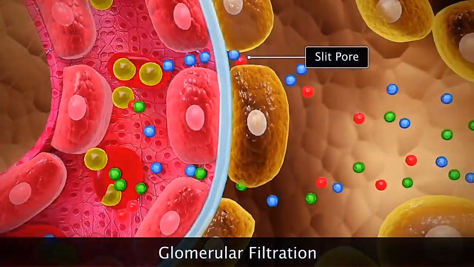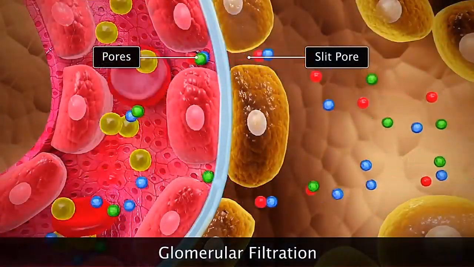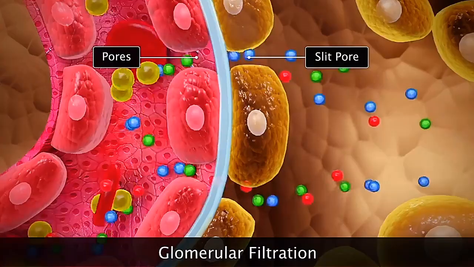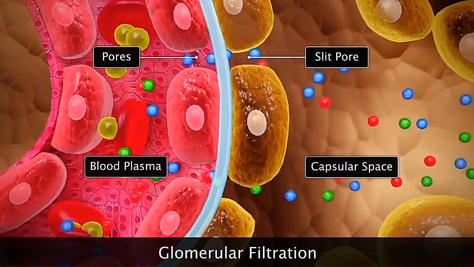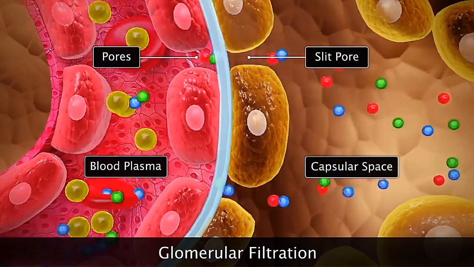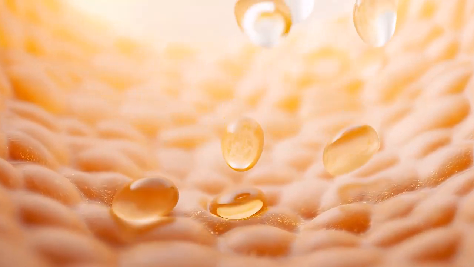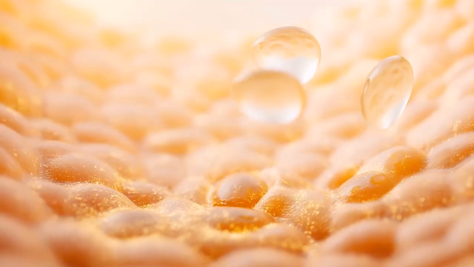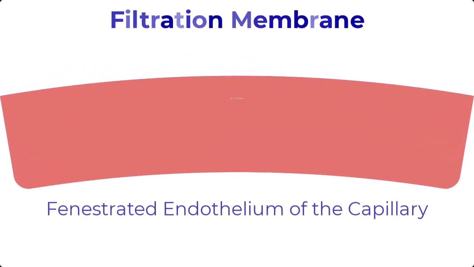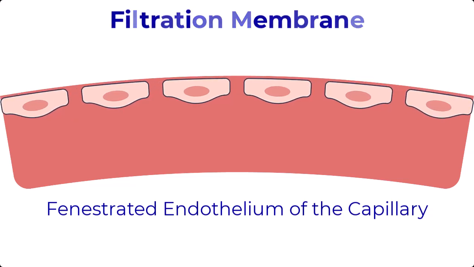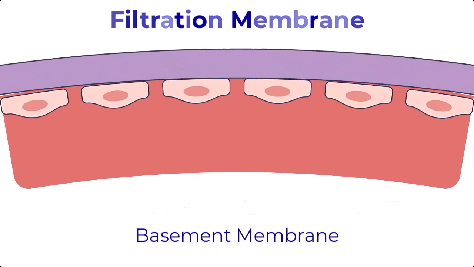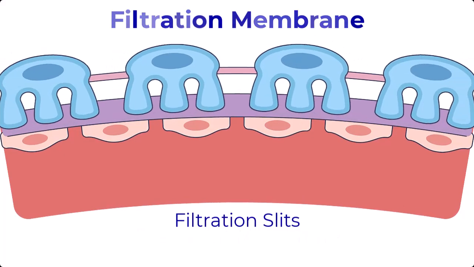Glomerular filtration is a process in which water and some solutes in the blood plasma pass from capillaries of the glomerulus into the capsular space of the nephron. To do this, fluid passes through 3 barriers that constitute the filtration membrane. The filtration membrane is composed of 1. The fenestrated endothelium of the capillary, 2. The basement membrane, and 3.